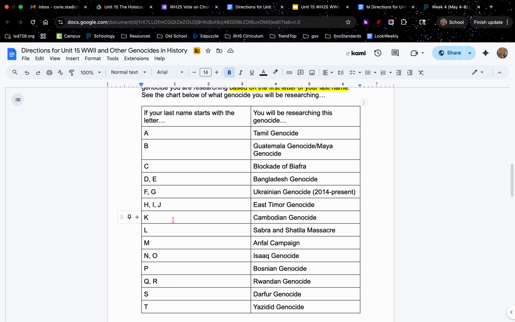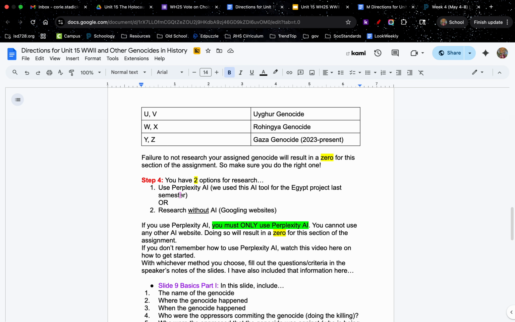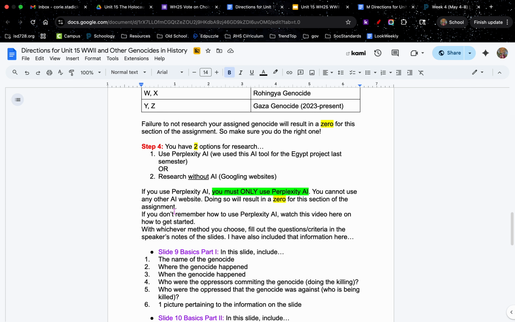All right, step number 4. You have two options for research. You can either use Perplexity AI. That's the AI tool that we used for the Egypt project last semester, if you were with us last semester. Or you can just research without AI. That's totally fine too. I know some of you don't like using AI. Me personally, I don't like using AI usually either. I usually just like to go to like Britannica and stuff. So either or is fine.